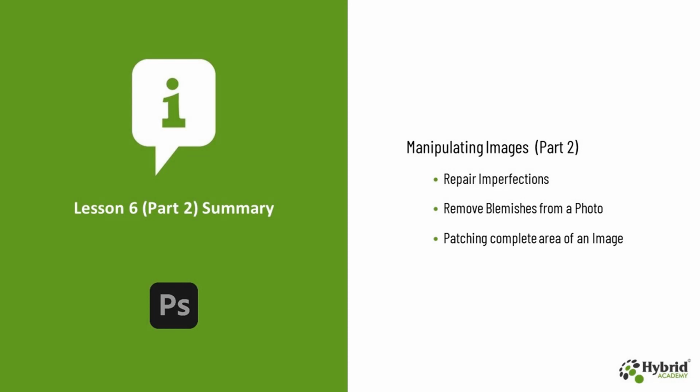So with this, we come to the end of this session. Now let's quickly summarize what we have learned in this. So in the second part of manipulating images, we have learned how to repair the imperfections using the liquify tool. We have learned how to remove blemishes from the photo using the spot healing tool and the healing tool. And we have also learned the patching of the complete area of an image using the patch tool.